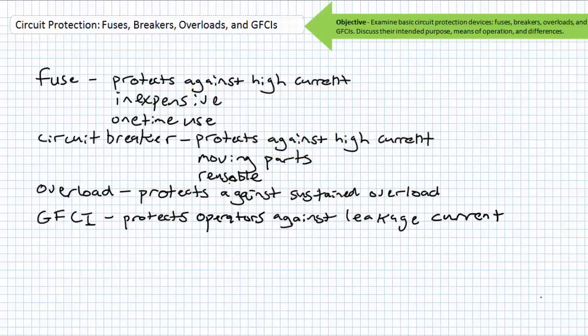In conclusion, this lecture took a close look at basic circuit protection devices. We introduced fuses, circuit breakers, overloads, and GFCIs, and discussed their intended purposes, means of operation, and the differences between them. Additionally, we discussed the use of system and equipment grounding, bonding, and equipment grounding conductors used to protect people from electrocution hazards. Remember to review these concepts as often as you need to really drive it home. Imagine how well lab will go if you know what you're doing.